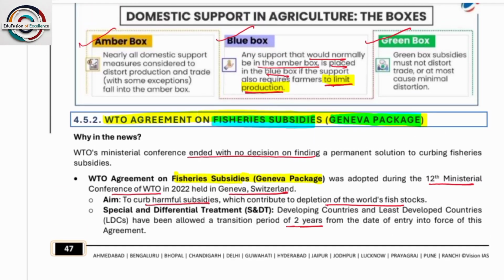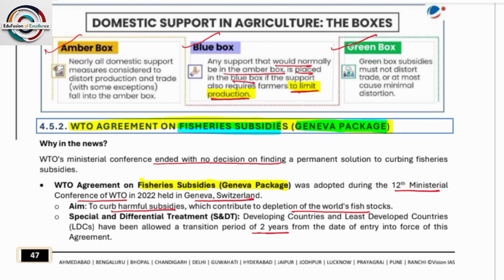So I hope everyone knows amber box, blue box and green box. Amber box are all trade distorting subsidies. The subsidies that are provided to facilitate trade are all considered trade distorting subsidies, amber box. Blue box is to limit the production, and green box causes minimal distortion, or you can say this is permitted because it does not create any such distortion.